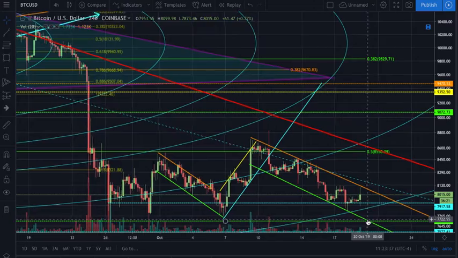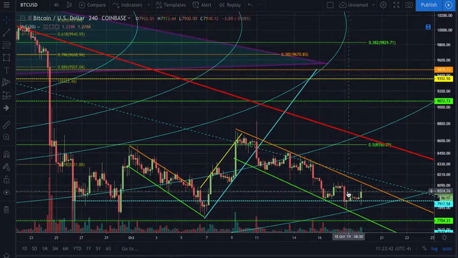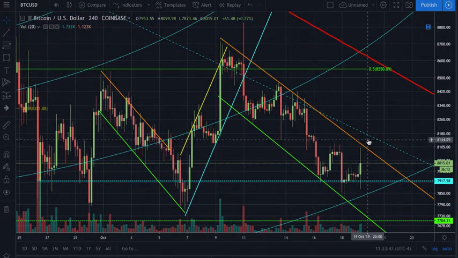But that's it, guys. I just want to do a quick update and see where we are after we got that nice little bounce back up there. But it looks like it is just selling off. We're not getting any kind of continuation or anything.